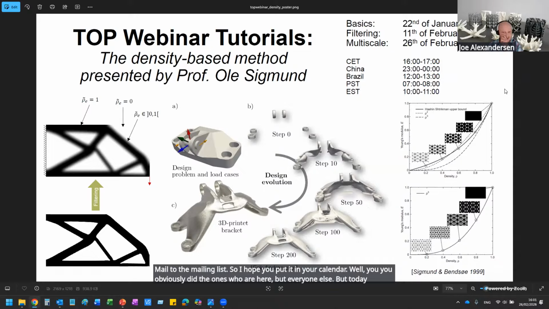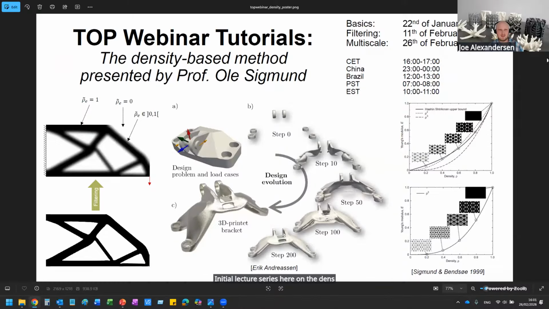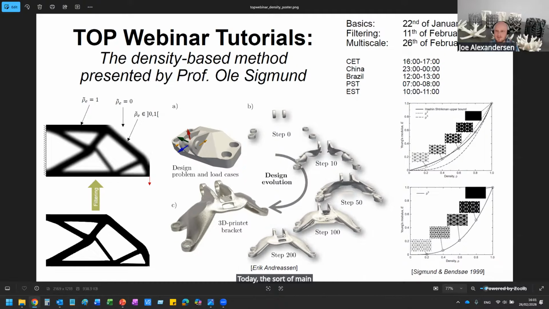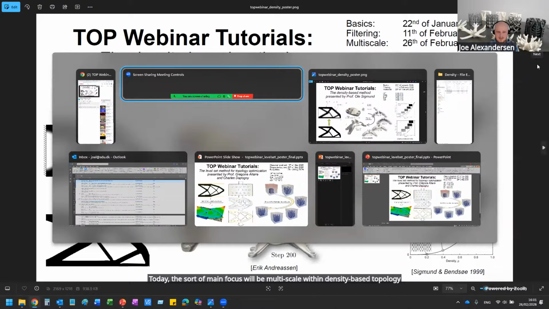Today we are here for the last lecture in the initial lecture series on the density-based method presented by Professor Ole Sigmund. Today the main focus will be multiscale within density-based topology optimization methods.